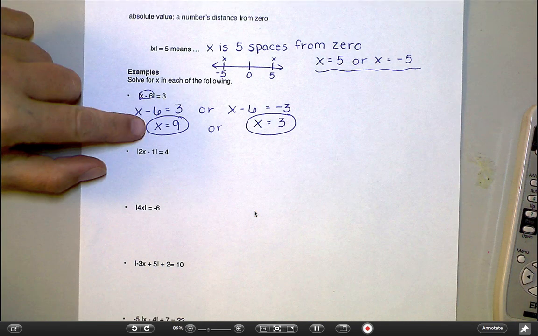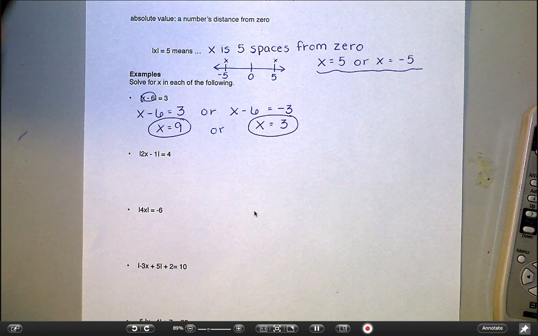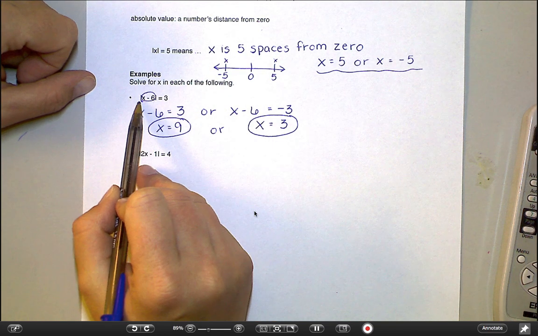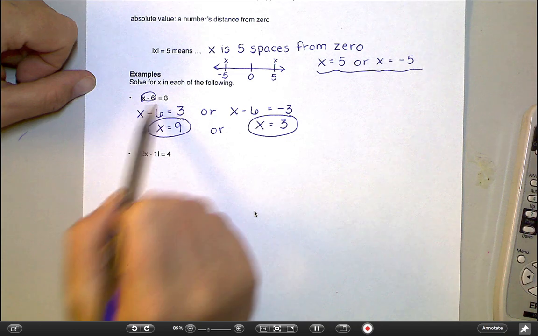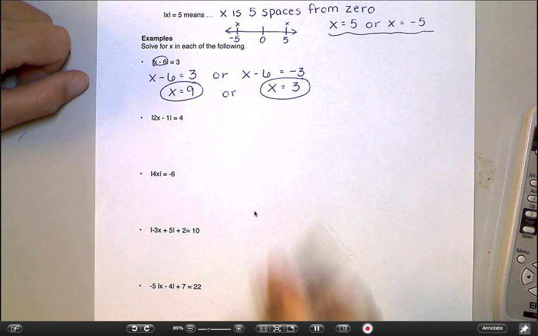And if you plug that back in up here, 9 minus 6 is 3, and the absolute value of 3 is 3. Or if I were to plug in a 3, 3 minus 6 is negative 3, and then the absolute value of negative 3 is still just 3. Okay, so let's look at the next one.